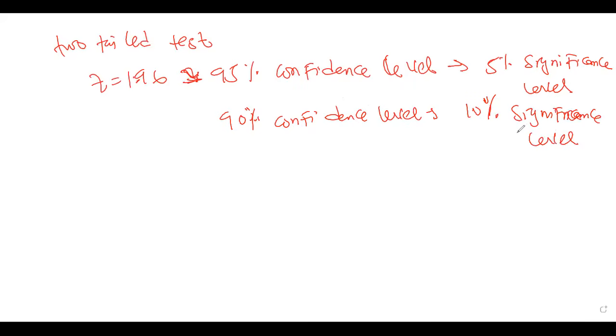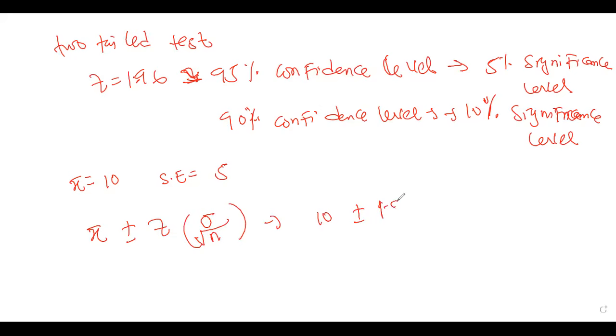And I've already explained what a significance level is, all right? Now, remember that if I am constructing a confidence interval where the mean is, let's say, 10, and the standard error is, let's say, 5, it will be mean plus or minus the z times the standard error. This will give me 10 plus or minus 1.96 times the standard error of 5.